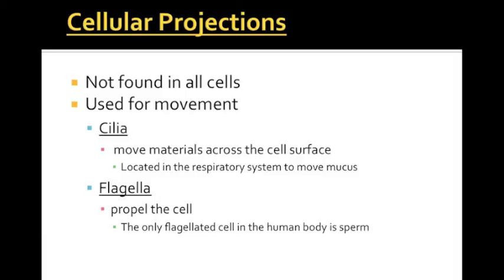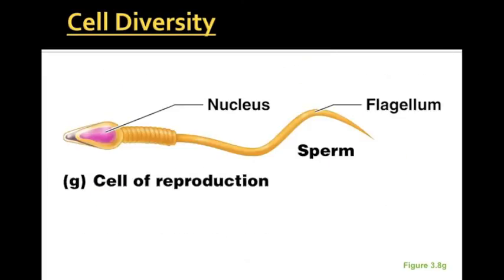Another cellular projection is a flagella, and this is a tail that propels the cell, and only one cell has a flagella, and that is the sperm. So as you can see, sperm is a cell. Here is the nucleus and the flagellum.